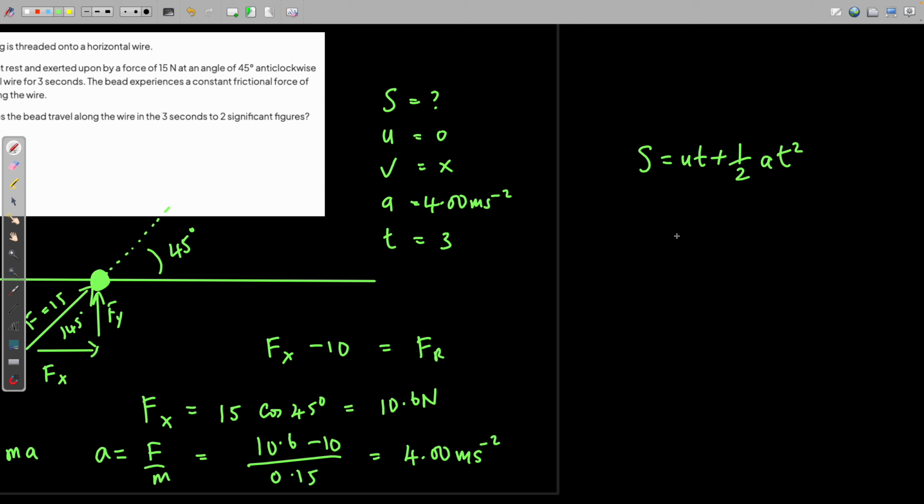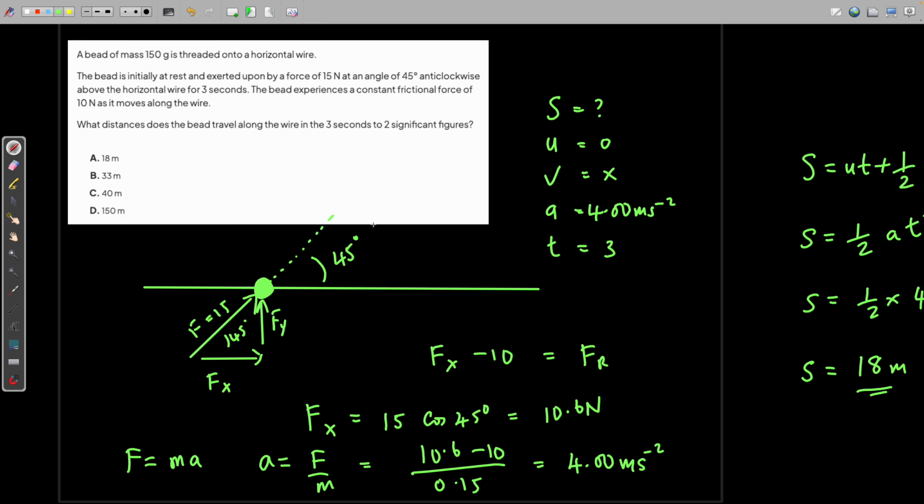And because u is 0, this just collapses to s equals half at squared, which is equal to 1/2 times 4 times the 3 seconds squared. So that gives you s is 18 meters. So the answer to this one is A.